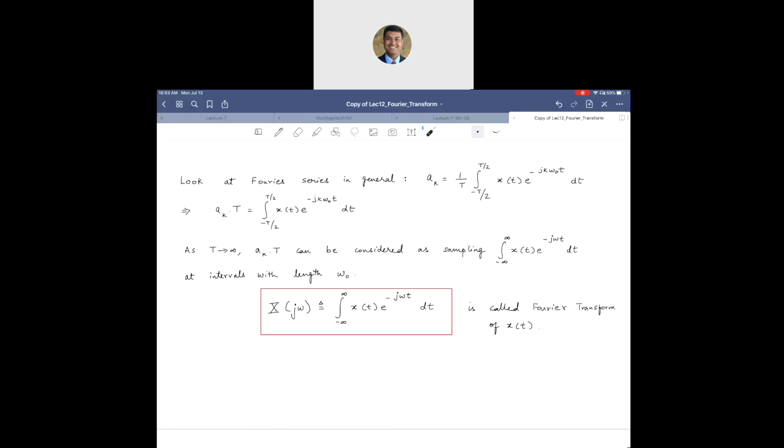What do you have? a_k equals 1 over T integration from negative T over 2 to T over 2 of x of t e to the negative j k omega naught t dt. All right, we know that. We know the general formula to find the exponential Fourier series coefficients, a_k. We have looked at it from many different angles.